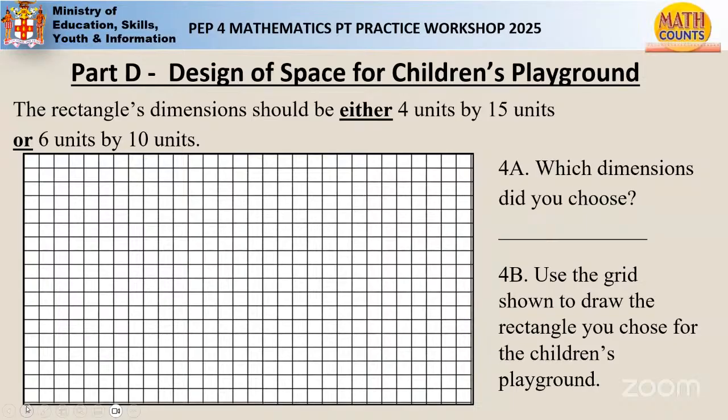I want you to choose, for the persons that do have the paper. That's why it would have been so good if you had the paper. I want you to choose a dimension. If you don't have the paper and you have a piece of paper in front of you, just draw up which one you choose.